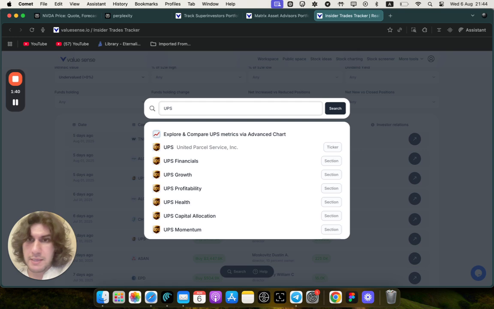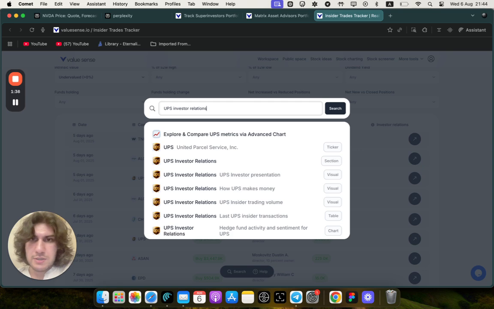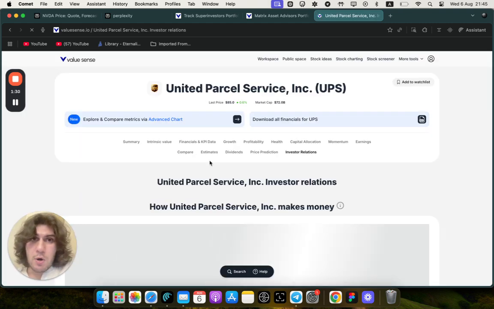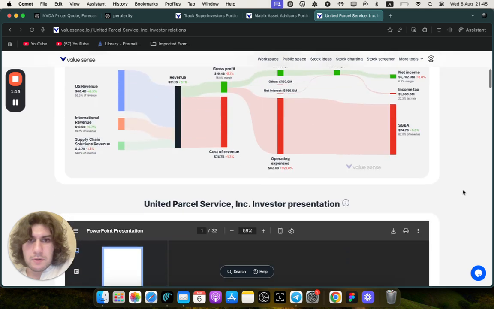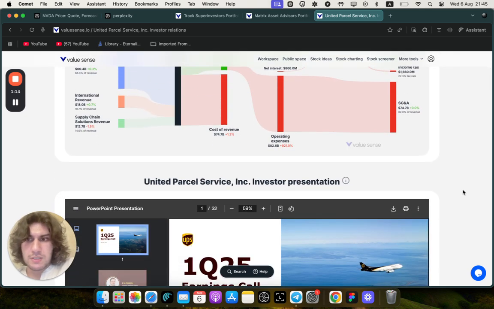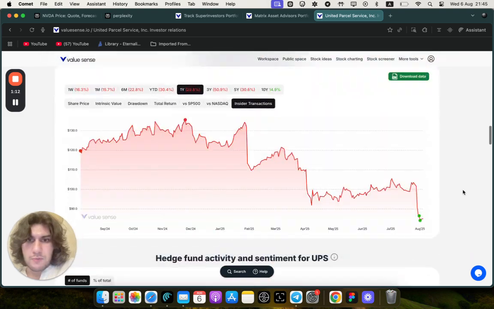So UPS called my attention. I want to go to UPS Investor Relations. It's going to open me a separate page, separate investor relations page that contains lots of information on UPS and lots of smart money activities that I need for my analysis. So that's our investor relations section. Lots of materials here.